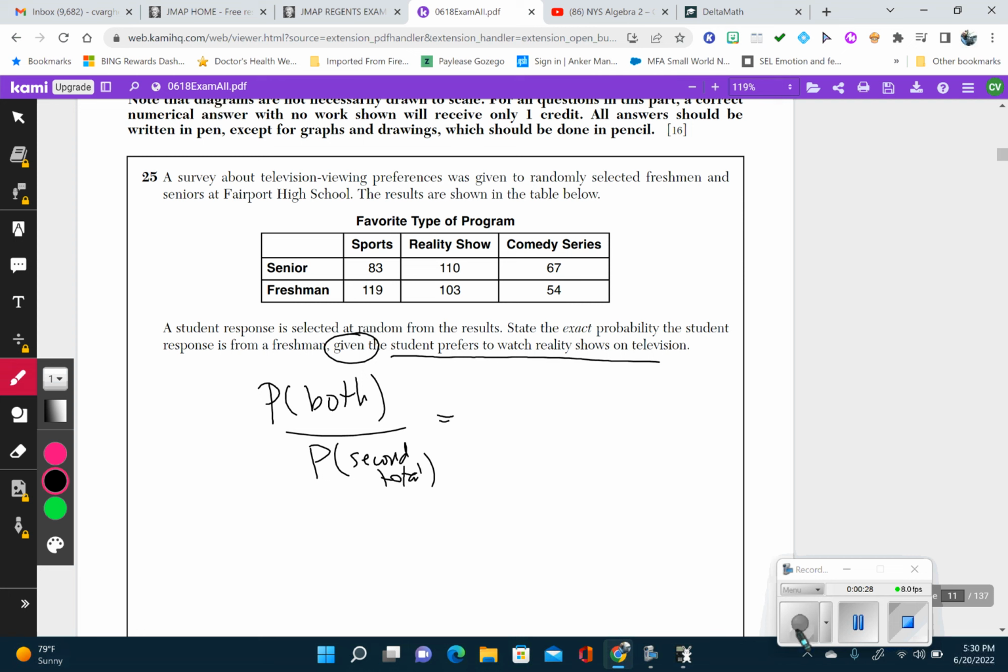So let's do it. So they're talking about freshmen and reality shows. So freshman and reality shows is 103. So that's the one for both. That's the one that's going to go on the top. And whatever the total of the reality shows is what goes on the bottom. So the total reality shows, if I go ahead and erase this, right? This is reality shows. The total means I'm going to add these two up. So 110 plus 103 is 213, which is what goes on the bottom. You could leave it like that, and that's it.